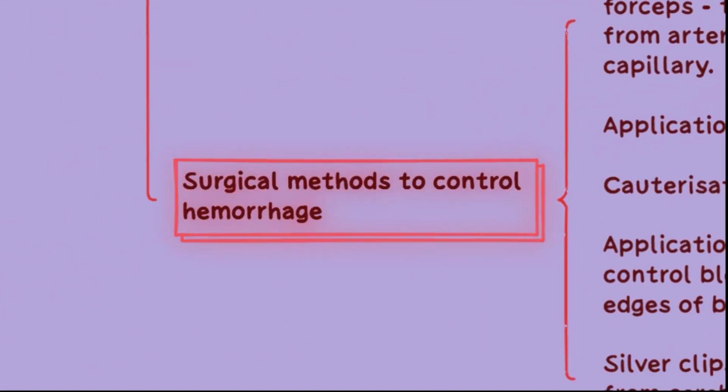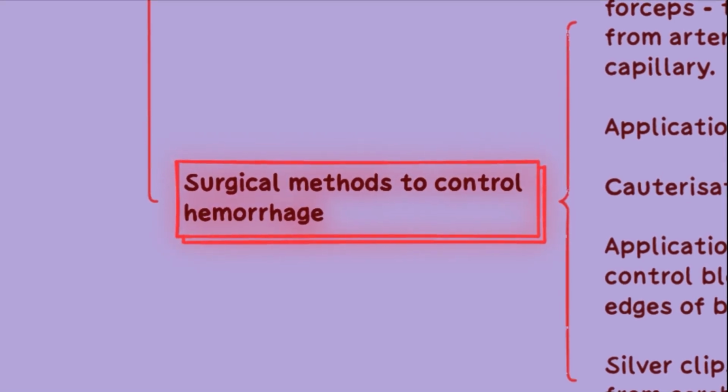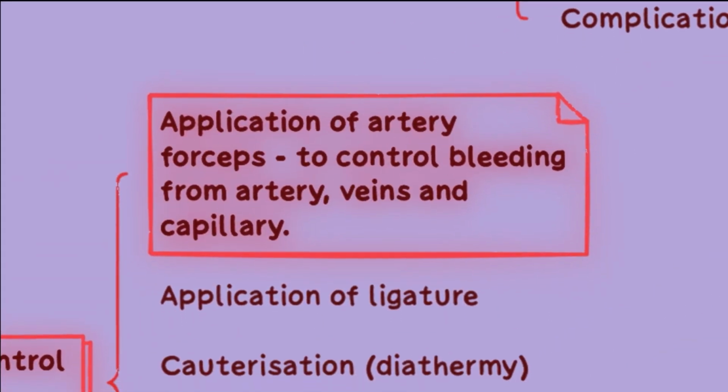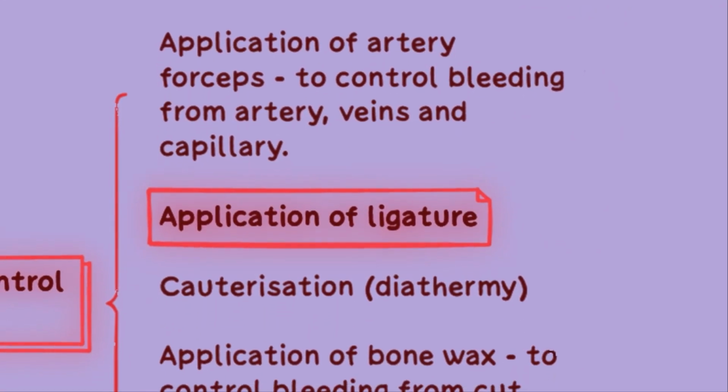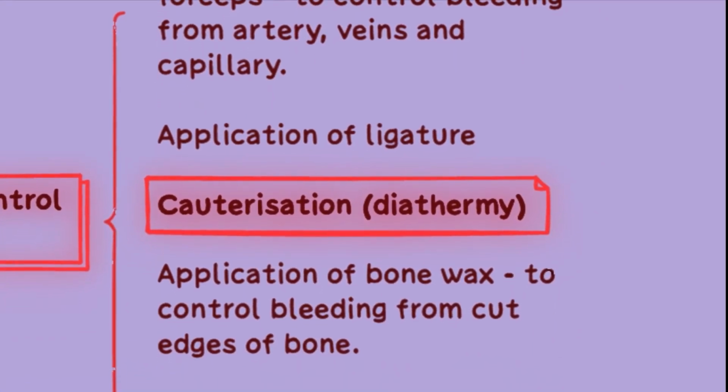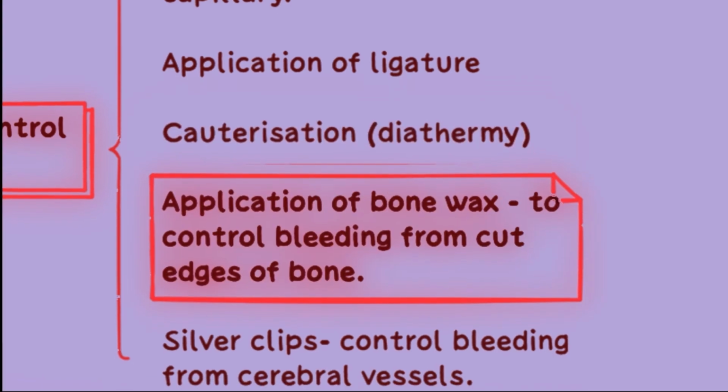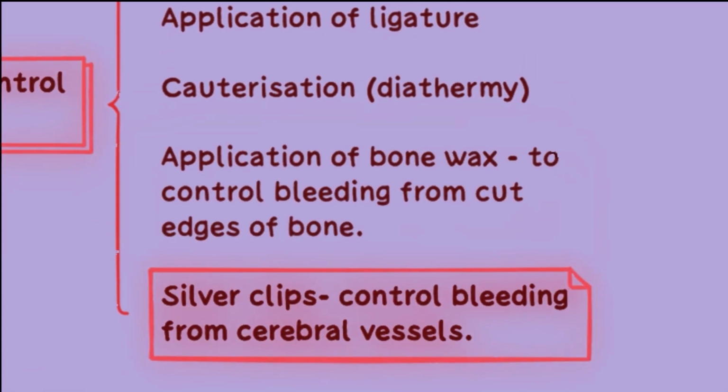There are surgical methods to control hemorrhages as well, which include application of artery forceps, application of ligature, cauterization or diathermy, application of bone wax, and use of silver clips.